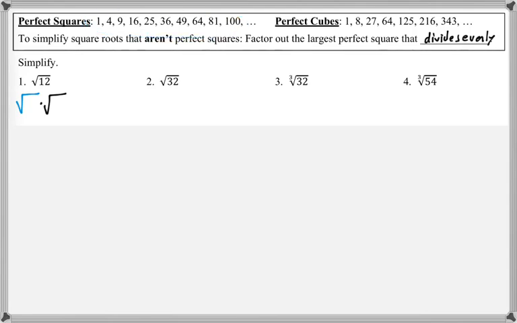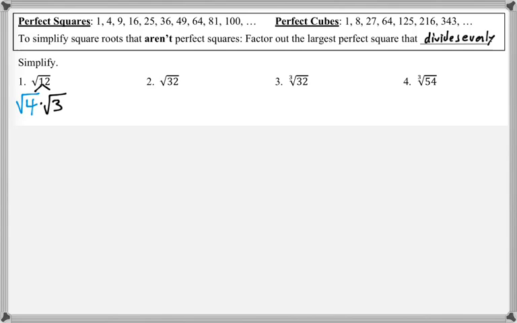So 1 does, but that doesn't really help us. 4 does, 9 doesn't, and 16 is too big. So 4 is the largest perfect square that divides evenly into 12. And how many times does it go into 12? 3. So I haven't changed the value here, I've just split this up into 2 numbers multiplied by each other. I could recombine these if I wanted to.